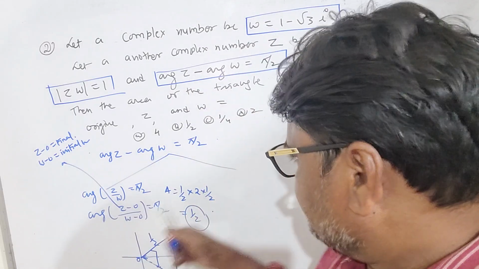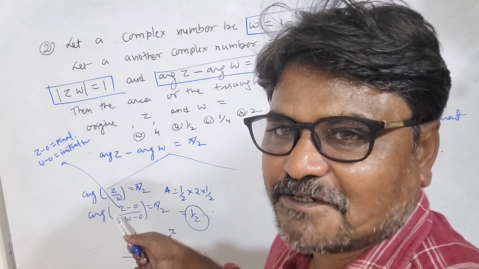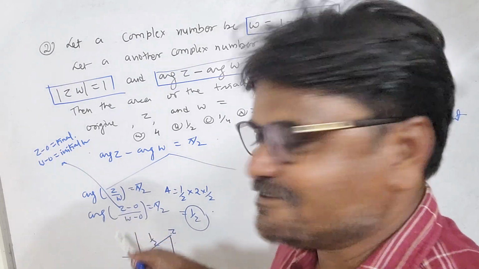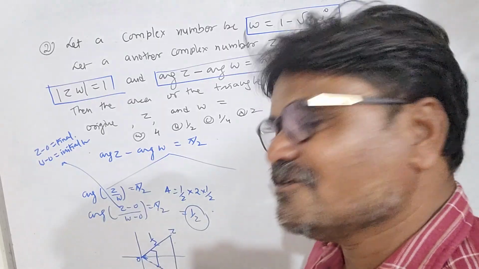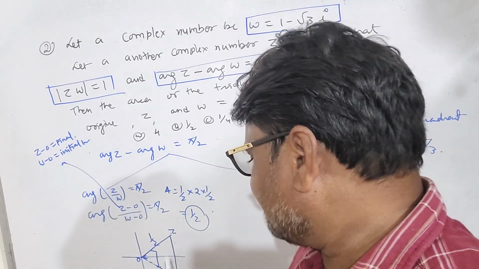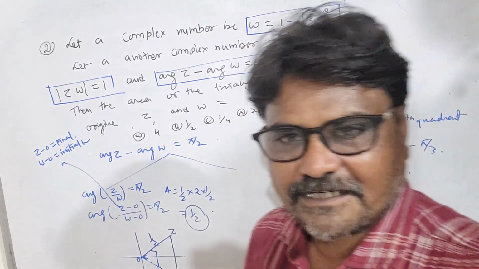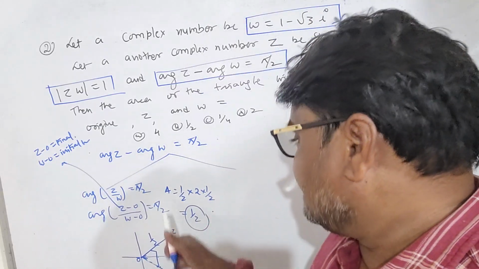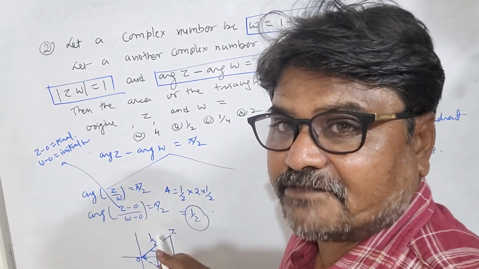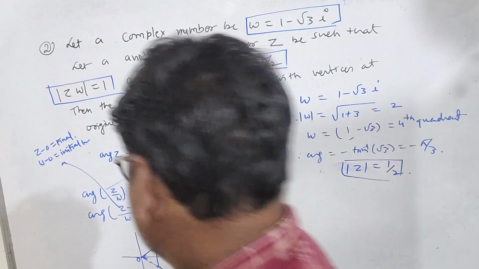This is the final vector, this is the initial vector. Z can be written as z minus 0, w can be written as w minus 0, so therefore w is lying in the fourth quadrant. The angle between these is 90 degree, and the argument of w is minus 60 degree of course, okay, then 60 degree and then 90 degree, therefore z must lie in the first quadrant. That interpretation, are you understanding? That is important.